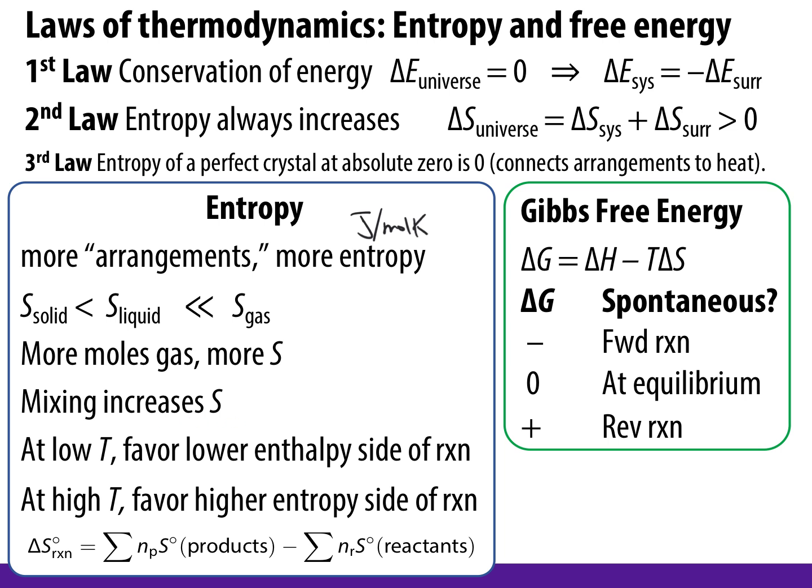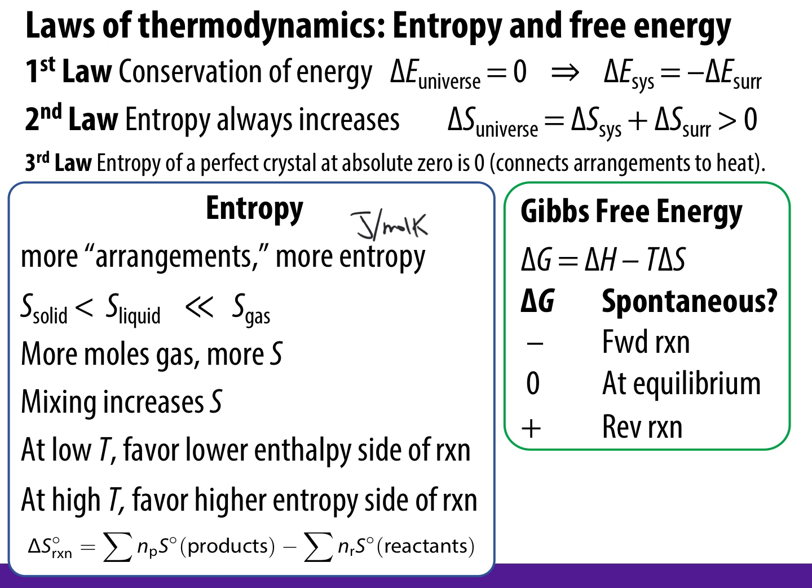We also have these additional facts. When we mix two substances, the entropy increases due to being more disordered, more arrangements. At low temperature, according to our Gibbs energy as defined over here, delta H minus T delta S, we need to favor the lower enthalpy side of the reaction, basically the side that's lower in energy, more stable, more bonding, or stronger intermolecular forces. At high temperatures, in contrast, we're going to favor the side that's more disordered and has more possible arrangements.